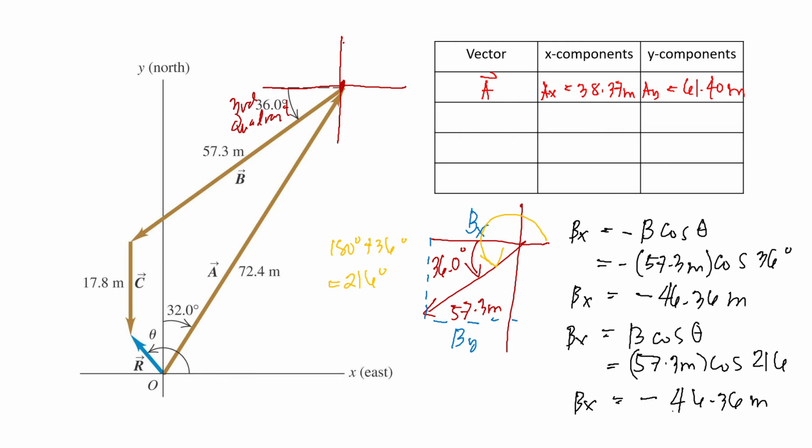So we have our bx already. Let me put it on our table. So we have here now our vector b. So your bx is equal to negative 46.36 meters.